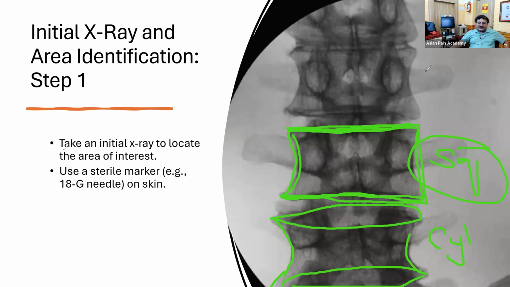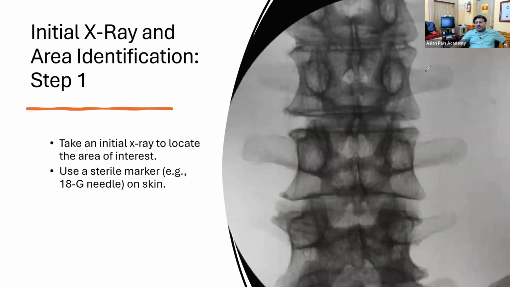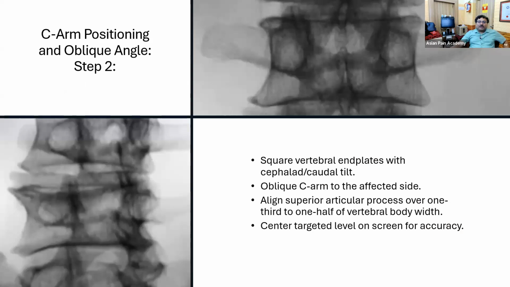So take an initial X-ray to locate the area of interest, then use a sterile marker on the skin. Definitely we'll be using a sterile marker for the entry, and that will be used on the screen. Now in the next step, after we have done the squaring at the desired level, we will position the C-arm from the anteroposterior view to an oblique view. In the anteroposterior view, it was looking like this, but after the squaring, when we have made it oblique, it will look like this.